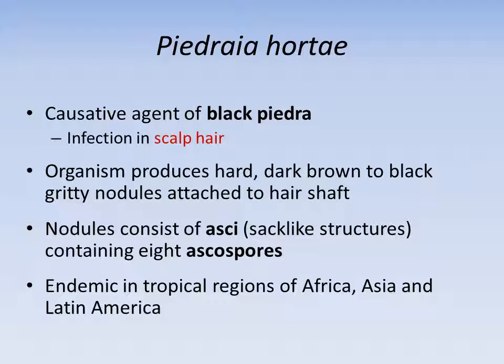Next, we're going to move to an infection that's referred to as black piedra. Black piedra is a scalp hair infection caused by the organism Piedraia hortae. The organism produces hard, dark brown to black, gritty nodules attached to a hair shaft. Inside these nodules are asci, which are sac-like structures. Inside the sac-like structure are 8 ascospores. This infection is endemic in tropical regions of Africa, Asia, and Latin America.